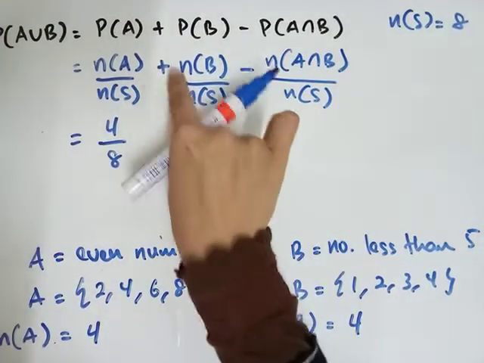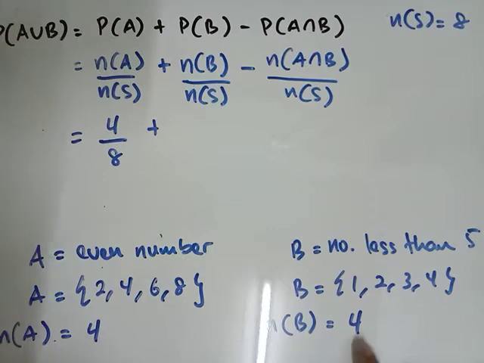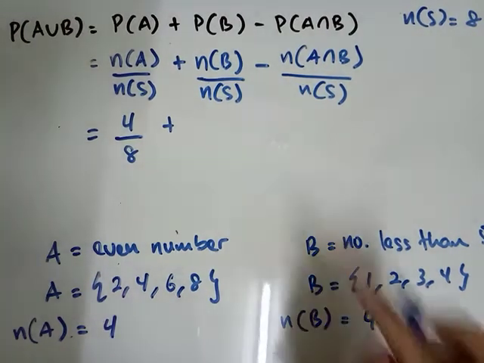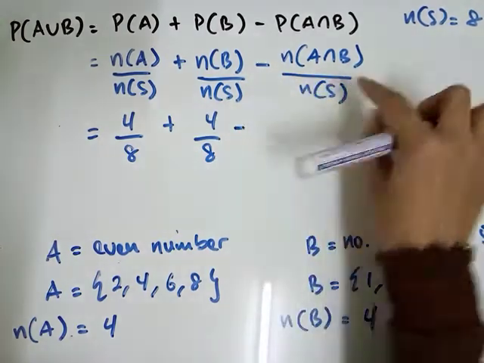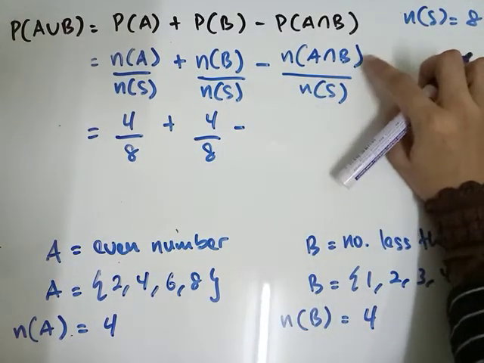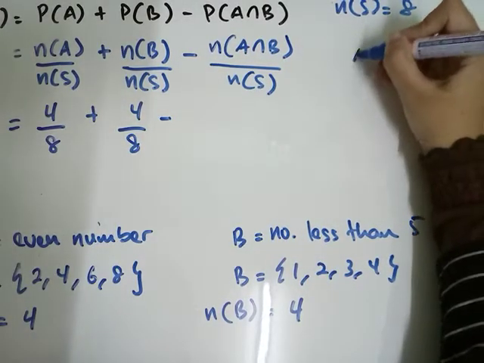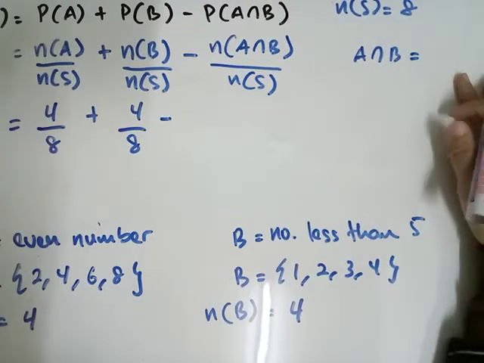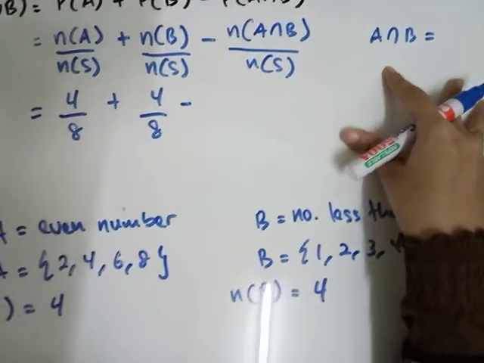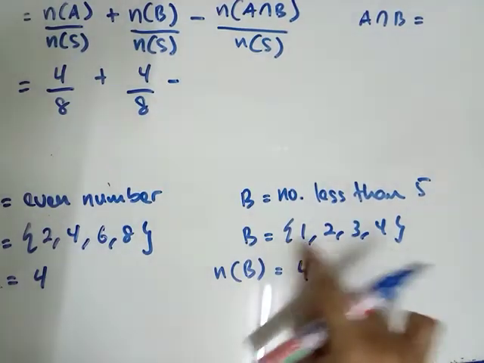Okay, so plus NB. NB is 4. Over NS is 8. Minus the number of element A in the set B. Okay, yang ni yang kita kena cari. Kita kena tahu dulu, what is the element A in the set B? A in the set B ni, that means element in set A ada juga elemen dalam set B.